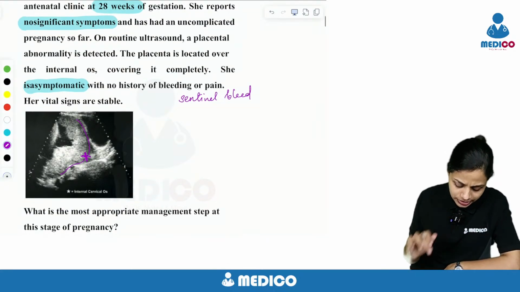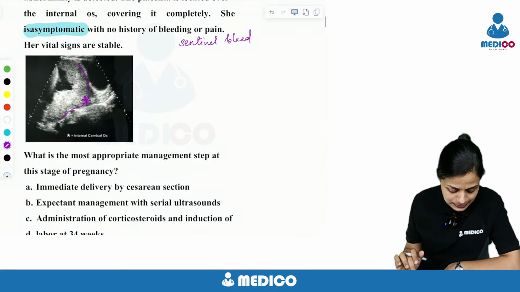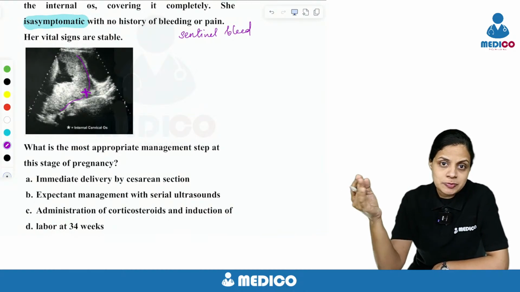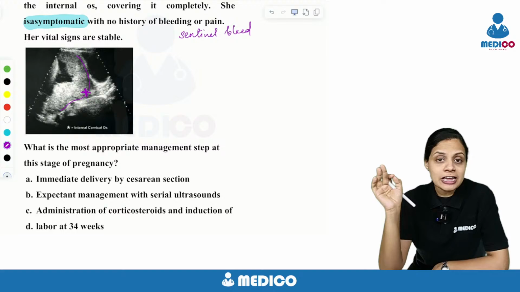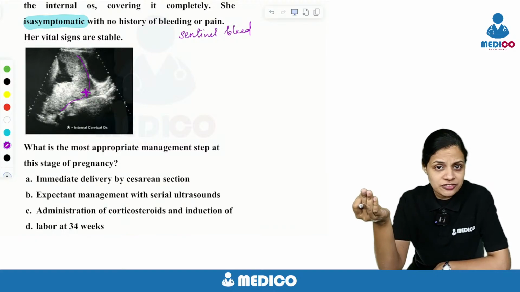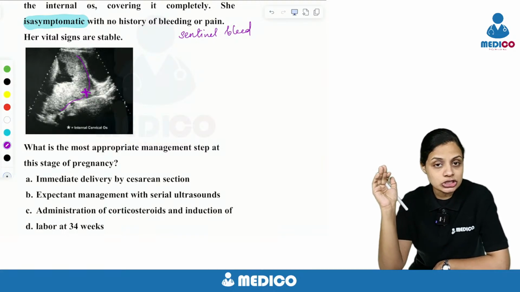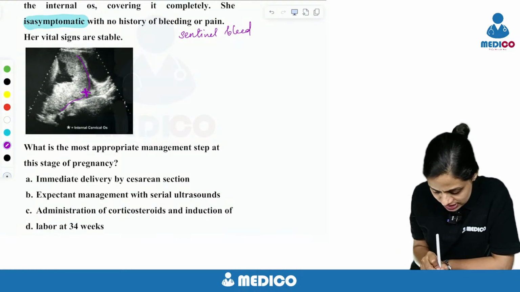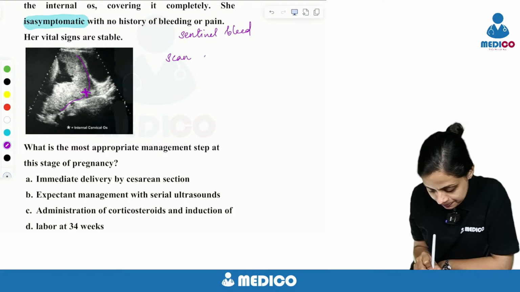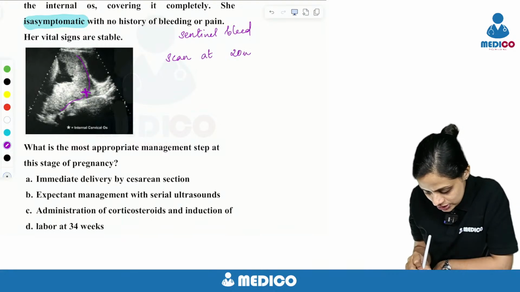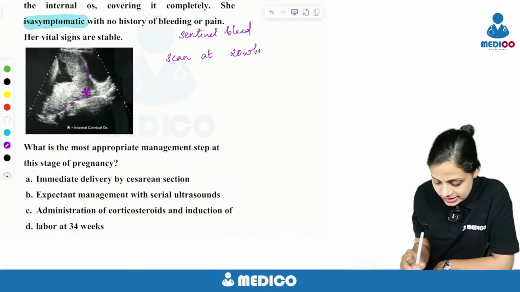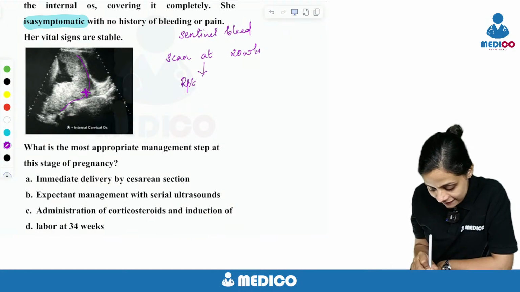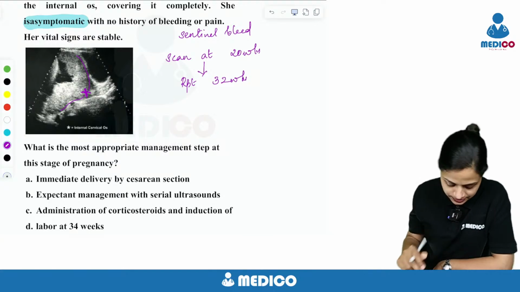What do we want here? What is the appropriate management step at this stage of pregnancy? An asymptomatic person presenting to you, the first scan being done at 20 weeks. It is at 20 weeks that you can say that this woman has got a low-lying placenta or a placenta previa. So you're doing a scan at 20 weeks. The 20-week scan shows that it is a low-lying placenta. What do you do? You repeat the scan at 32 weeks.